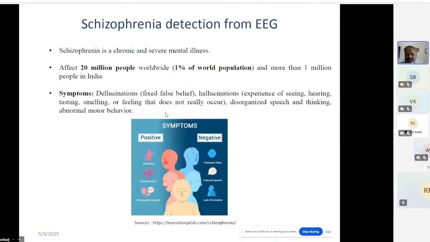Another application we have worked on is schizophrenia detection from EEG. Schizophrenia is a chronic and severe mental illness, a serious neurological disease, because it completely changes the thought process of the patient. There is a movie, A Beautiful Mind, in which Professor John Nash has schizophrenia. He is a schizophrenia patient in that movie.